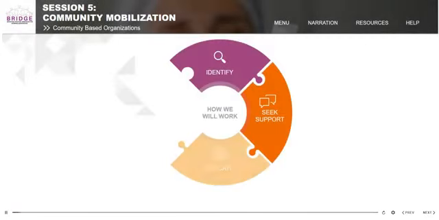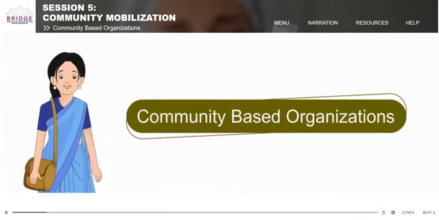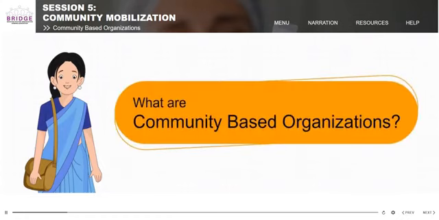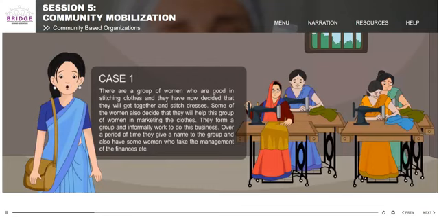We have seen till now that we work to identify our influencers and then involve them to support community mobilization. Another way of engaging with the community is to take the support of community organizations. Let us understand what community-based organizations, or CBOs as we call them, are. Let us take an example. There is a group of women who are good at stitching clothes, and they have now decided that they will get together and stitch dresses.